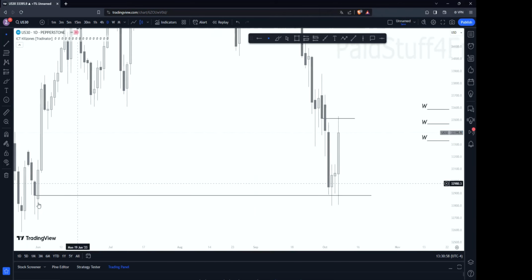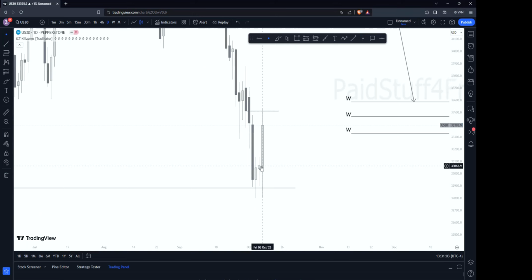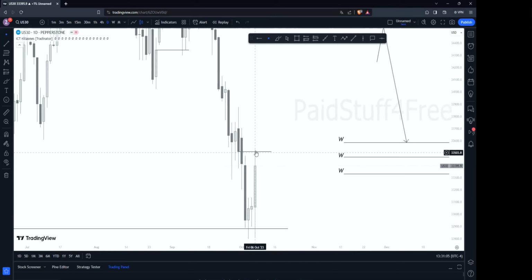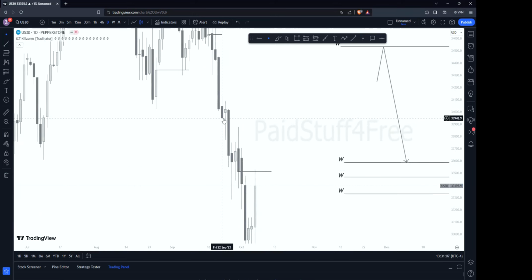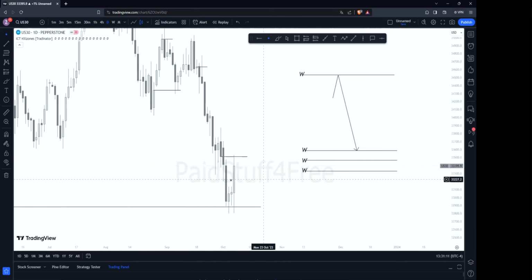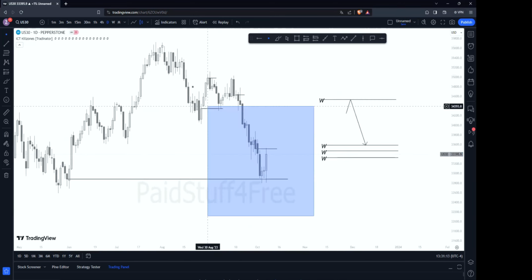So price went from this weekly level to that weekly level, and then maybe from this weekly level down here, or if it doesn't want to go down from there, it wants to go higher there. I will show you how to identify a start of a storyline and a finish of a storyline.